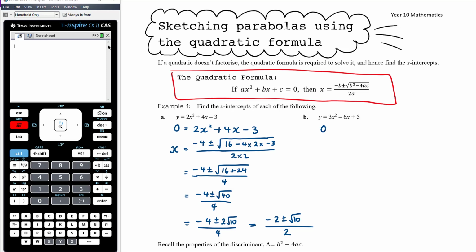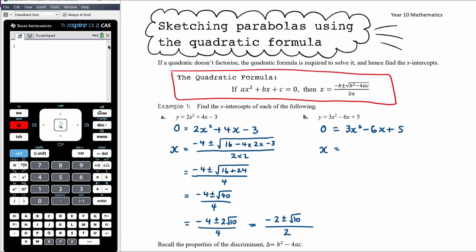So again, x-intercepts, we let y equal 0, and so we have this quadratic equation to solve. Okay, so we're in the standard form. We're going to see if we can factorise. 3 times 5 is 15, factors of 15 that add up to negative 6. They're either going to be 1 and 15, negative 1 and negative 15, 3 and 5, negative 3 and negative 5. None of them add up to negative 6, so it doesn't factorise. Okay, so we use the quadratic formula.